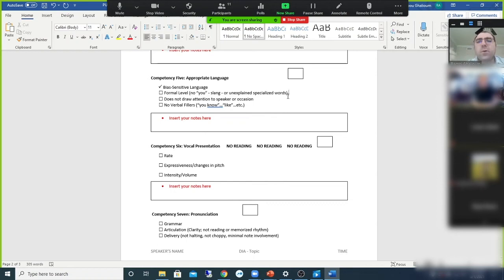Okay? Formal level. It says no slang here. You can absolutely use pronouns and personal pronouns in your speeches. Your, my, his, her, their, you, me, them, we. That's all totally fine. I don't think it breaks formality. I don't know why the rubric says that. The new rubric that I have for you guys absolutely doesn't say that, so I don't want you to worry about that.